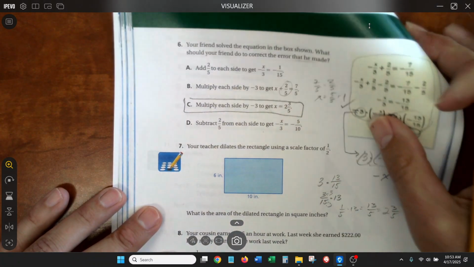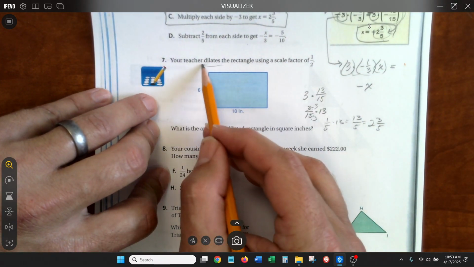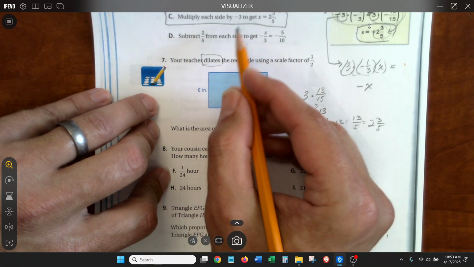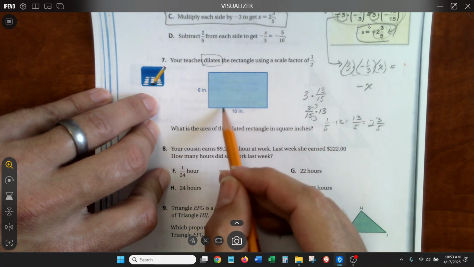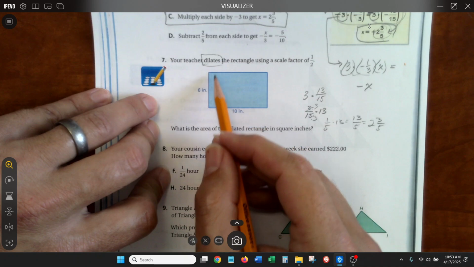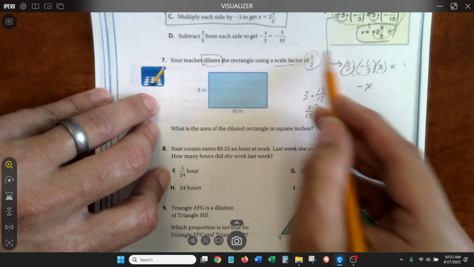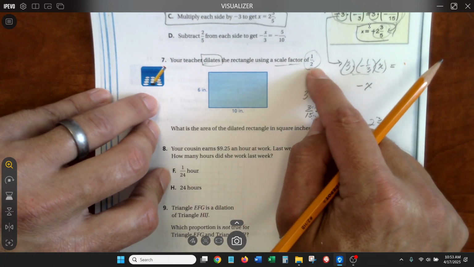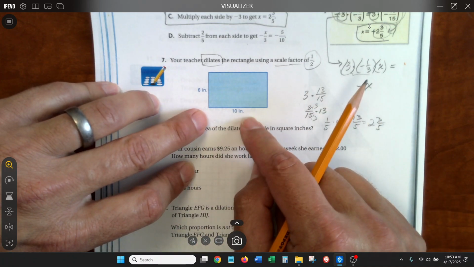Alright, now number 7. Your teacher dilates, and remember we discussed that dilate means either enlarge or shrink a shape. Here we have a rectangle, so we're dilating it using a scale factor of 1/2. Since a half is less than 1, we're multiplying each side by a number less than 1. So we're shrinking this.